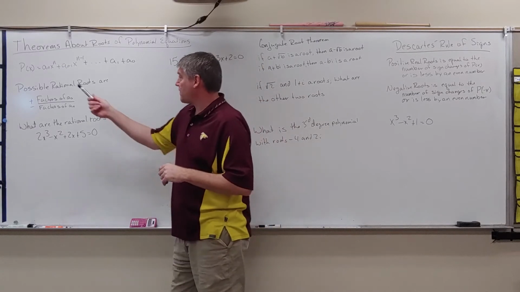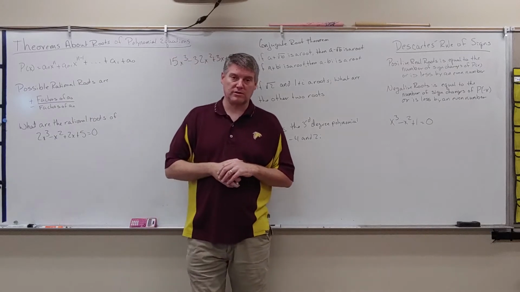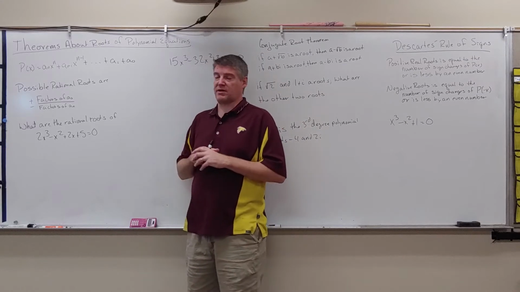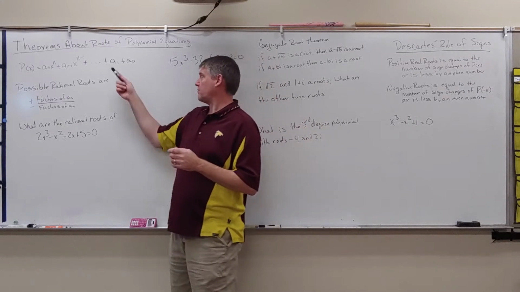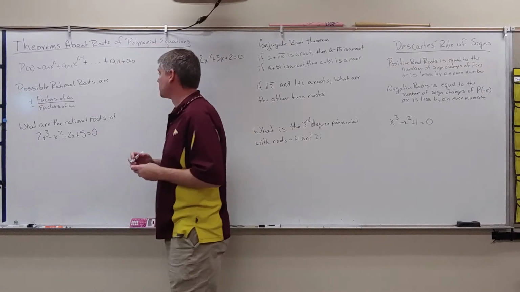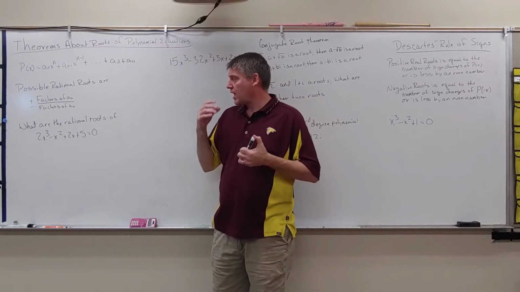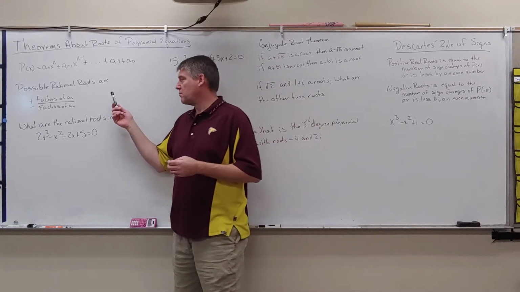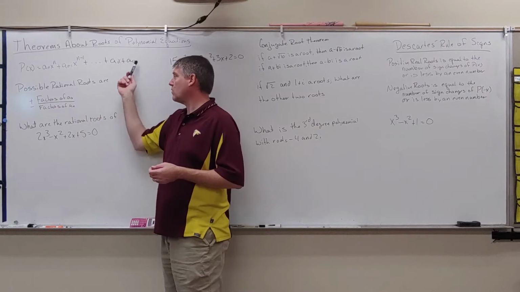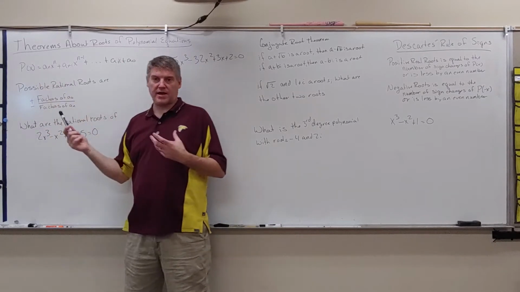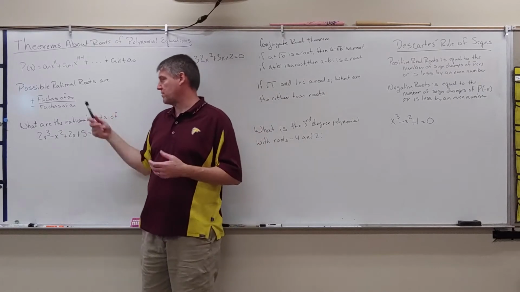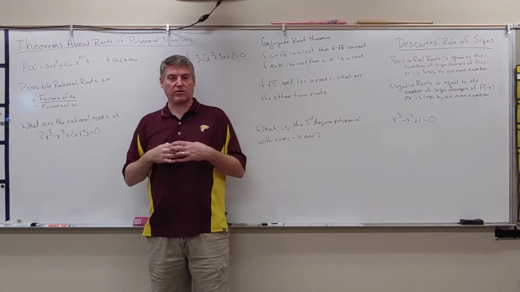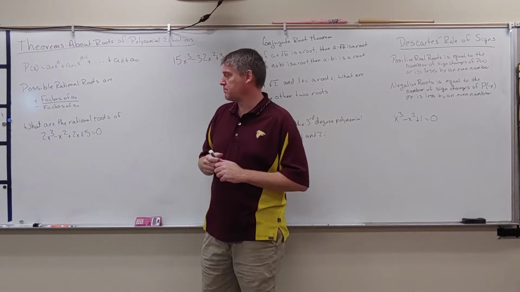Okay, so if I have a polynomial, p of x equals a sub n x to the n plus a sub n minus 1 x to the n minus 1 plus dot dot dot a sub 1 times x plus a sub 0, I can actually find my possible rational roots by finding the factors of a sub 0 and the factors of a sub n. So we're going to talk about p, we're going to talk about q, we're going to talk about p over q.